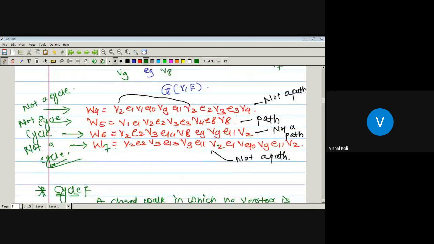As from this example, W5 is only a path. What is the length of the path W5? It is 4. Path of length 4. There is only one cycle, that is W6. What is the length of that cycle? It is again 4. Cycle of length 4.